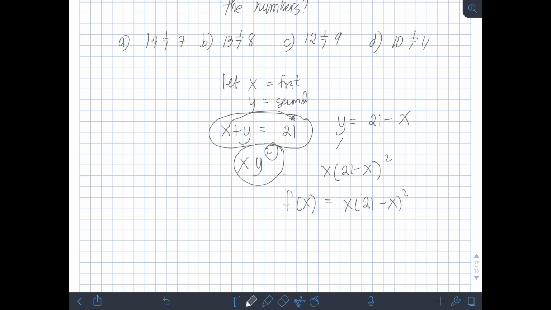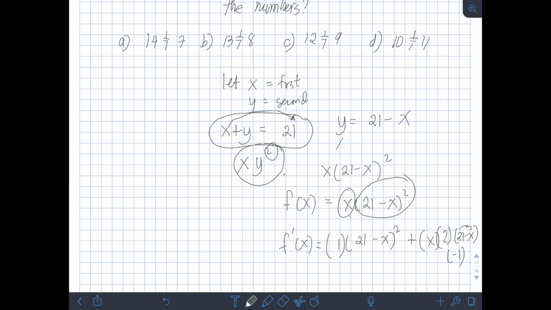Okay? So, pag magma-maximize tayo, hanapin natin yung first derivative. So, f prime of x is equal to product rule. So, let's say derivative muna natin itong first function na x. So, 1. And then, copy natin yung second function na 21 minus x squared. Then, plus. This time, copy naman natin yung x, yung first function. And then, derivative natin itong second function na 21 minus x quantity squared. So, parang 2, chain rule, 21 minus x times negative 1. Para dito sa derivative ng inside function.